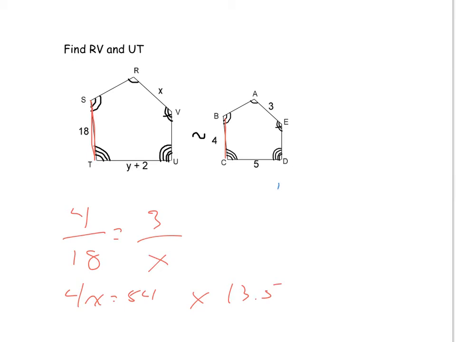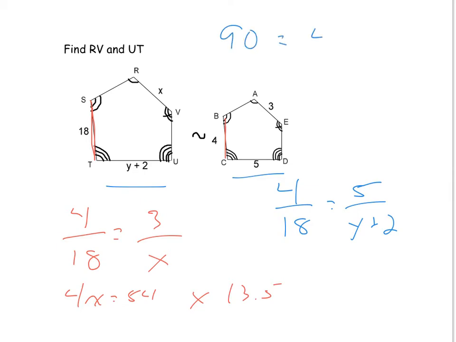proportion. So I got 4 is to 18, and looking at the bottom now, as 5 is to Y plus 2, I'm going to cross multiply. 5 times 18, I'm going to write that up top where I have room. 5 times 18 is 90. That's equal to 4 times Y plus 2, which is 4Y plus 8.